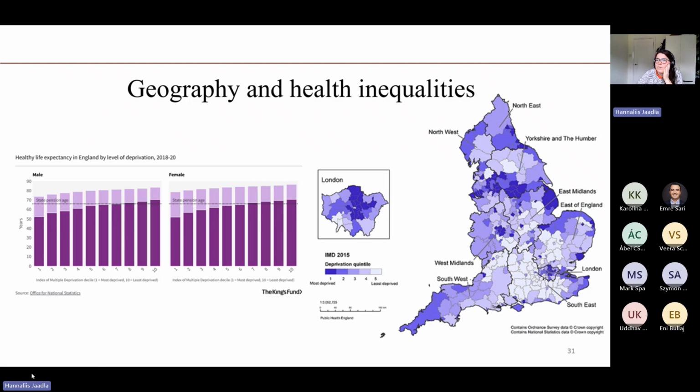And this graph here shows the difference between, so the number 1 group is the most deprived areas compared to the least deprived, so the kind of gradient in life expectancy. And there's almost over a 10-year gap between the least and the most deprived areas.